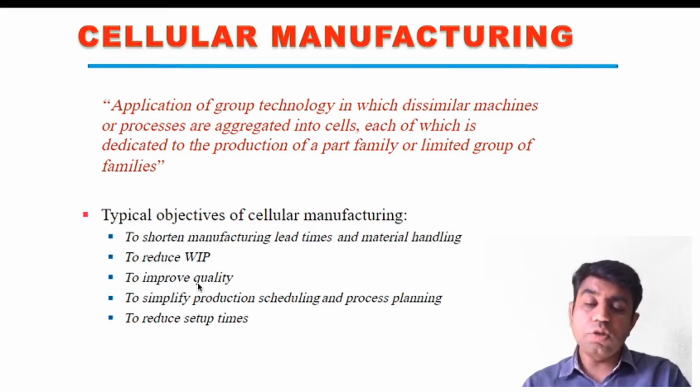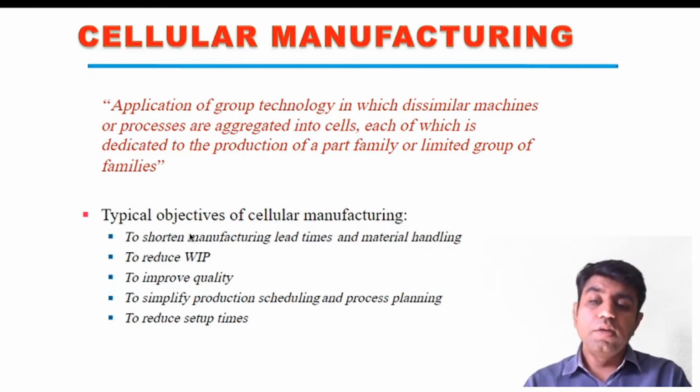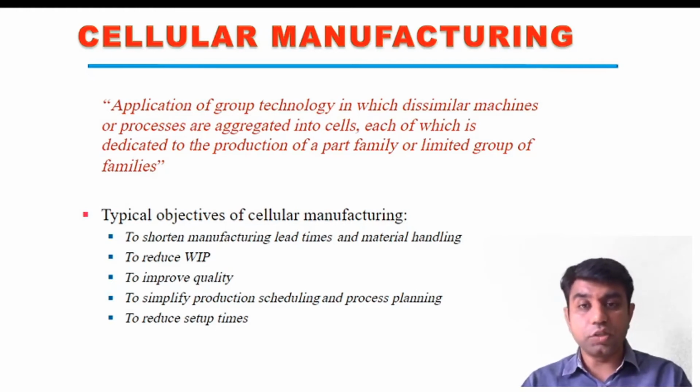This formation of the cellular manufacturing concept shortens the manufacturing lead time and the material handling time. It reduces the work in progress. It improves the quality of the product, and it simplifies the production scheduling and the process planning. And lastly, it reduces the different setup times. So on average, the prime objective is to enhance productivity by reducing the manufacturing lead time.